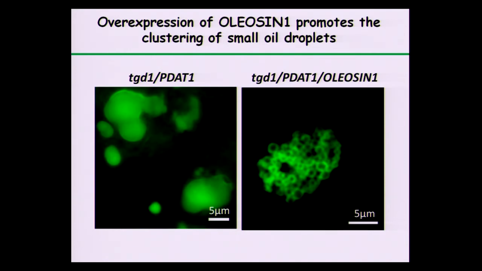We see a lot of very big oil droplets. And if we overexpress a lot of gene oleosin 1, two dramatic phenotypes happened. One is that the oil droplets become much smaller. The second one is that these oil droplets form a cluster instead of individual oil droplets.